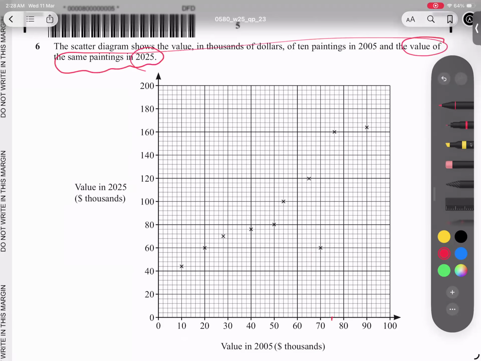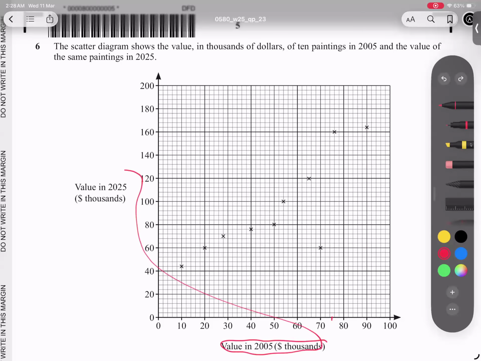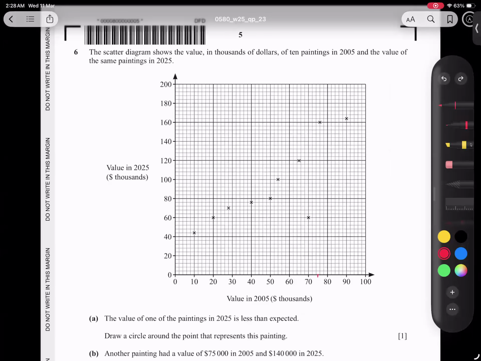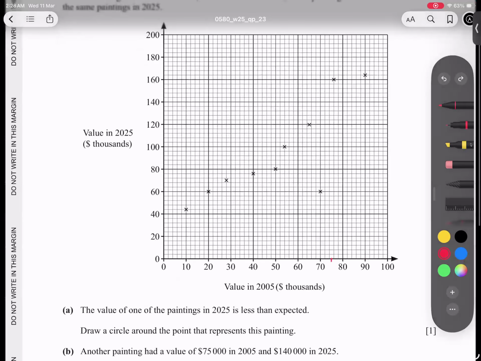the same painting in 2025. It means one painting's worth is, let's say, 50,000, and that will go in, for example, here at 120,000. So the worth of the 10 paintings in 2005 and 2025 correlate here. Let's see how we can do it. What is the question asking for?